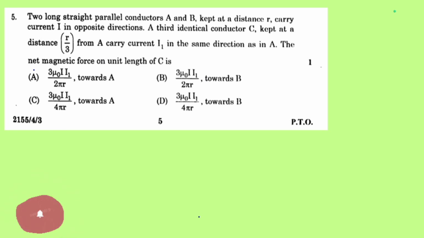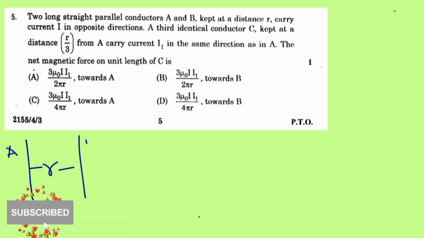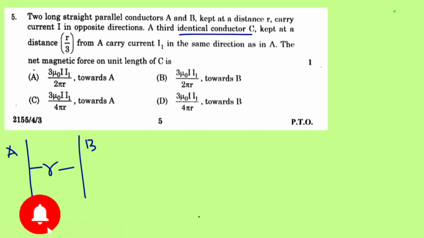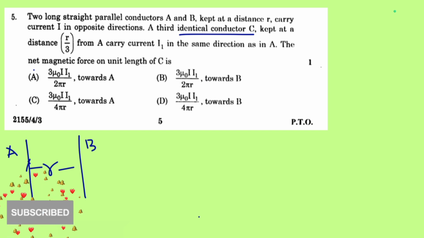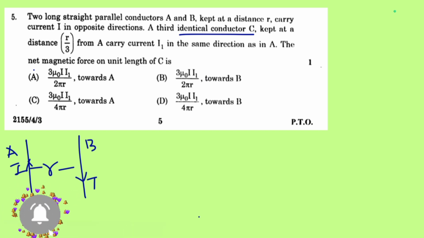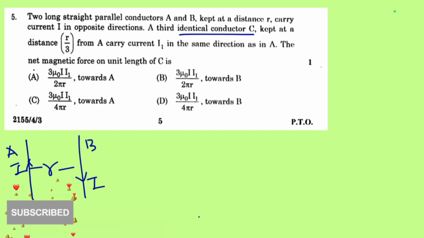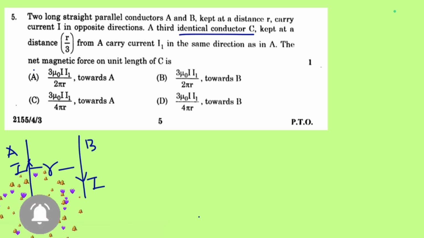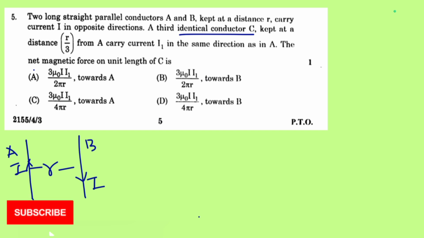Two long straight parallel conductors A and B are kept at a distance r. Now there are two conductors, conductor A and conductor B, kept at distance r from each other. A third identical conductor is there. The current flowing through these two conductors is I and I, but in opposite directions. You must know that whenever two parallel conductors are kept at some distance and the current flowing through them is in opposite directions, they will repel each other.